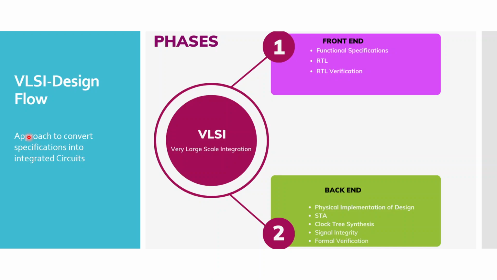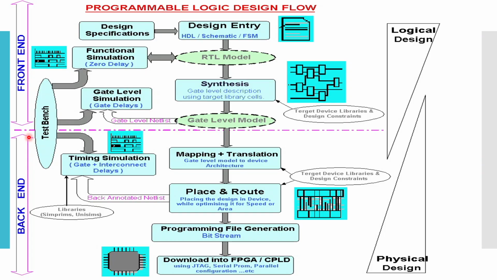So the short definition of VLSI design flow is the approach to convert specifications into integrated circuits. Now we are going to see this design flow in detail. In this design flow, programmable logic is explained with the design specification, which is converted into the design entry. There are multiple ways to do the design entry: HDL, schematic, FSM. FSM is finite state machine.